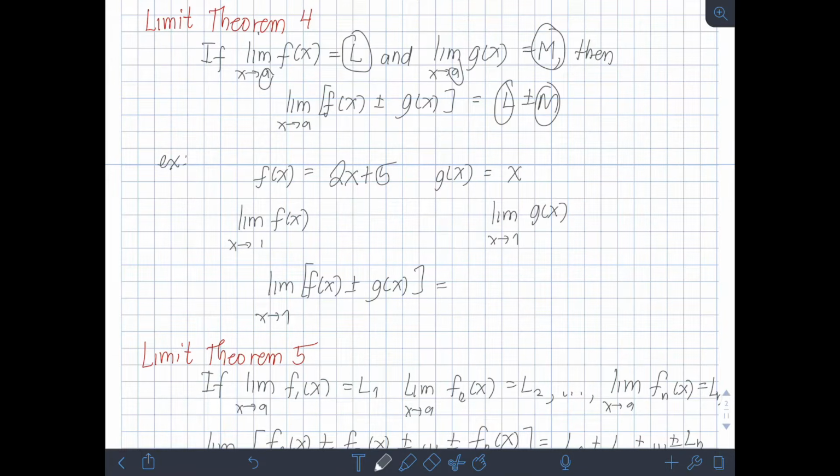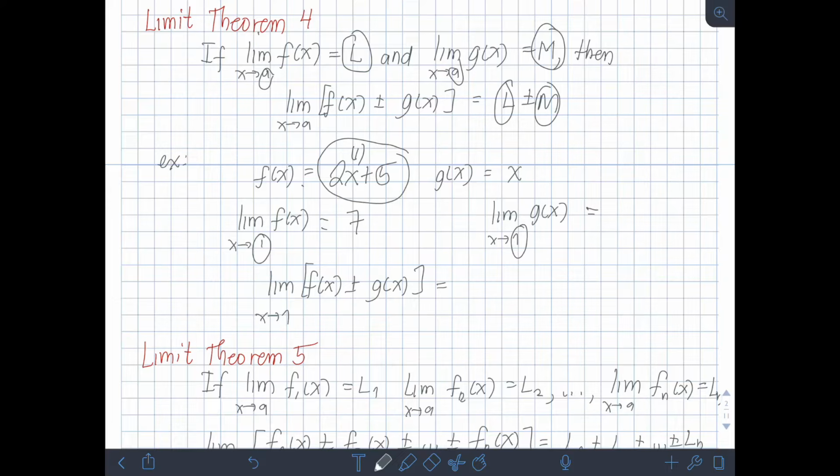Okay? So, for example, if f of x is 2x plus 5 and g of x is equal to x, then, pag hinanap natin yung limit ng f of x as x approaches 1, so, applying theorem number 1, which is yung mx plus b form, substitute natin tong 1 sa x. So, parang 2 times 1 is 2 plus 5 is 7. Okay? Then, dito naman sa g of x, identity function. So, limit of g of x as x approaches 1 is, kung ano yung ina-approach ng x, yun din yung magiging value ng limit natin according sa theorem number 3.